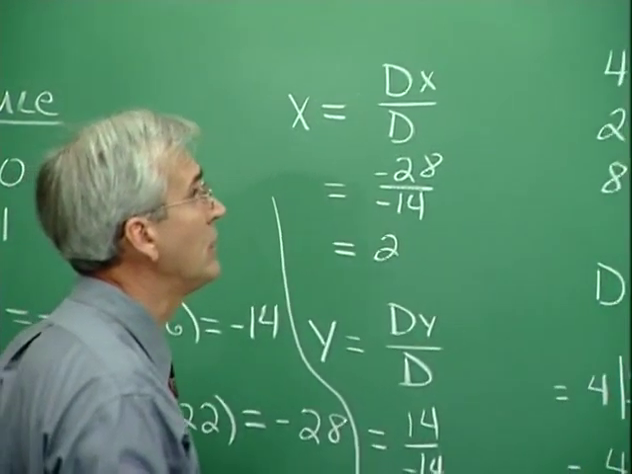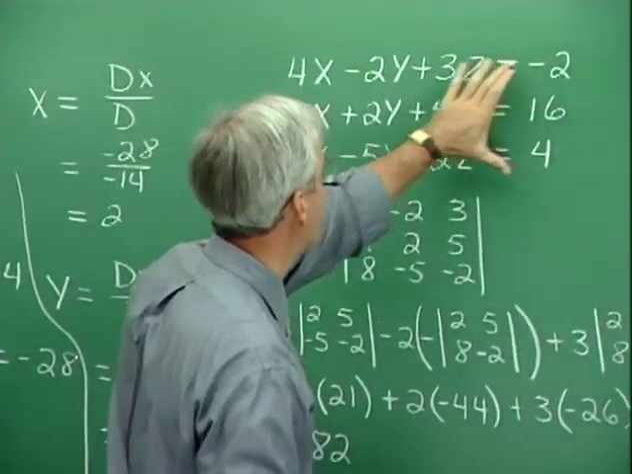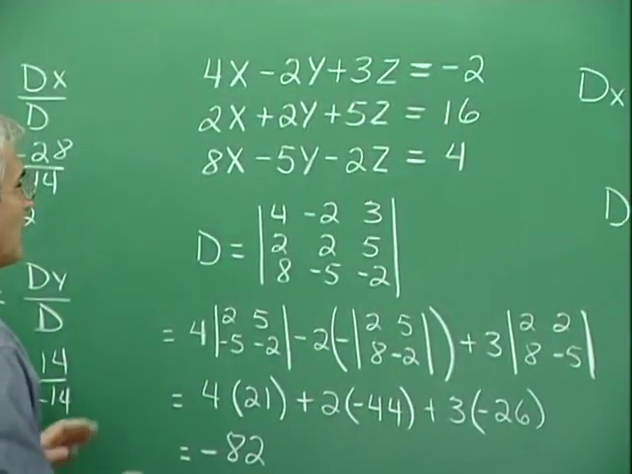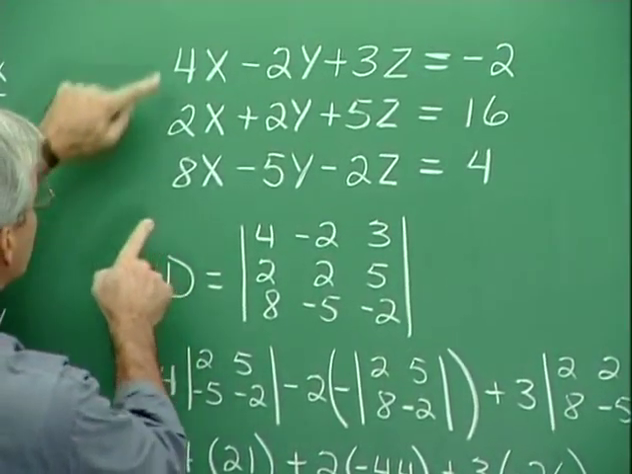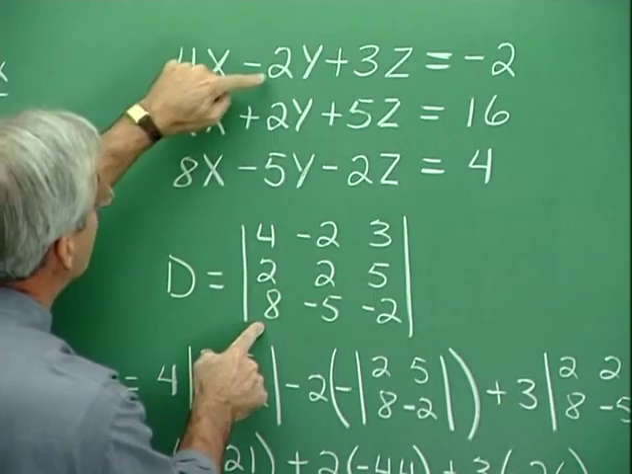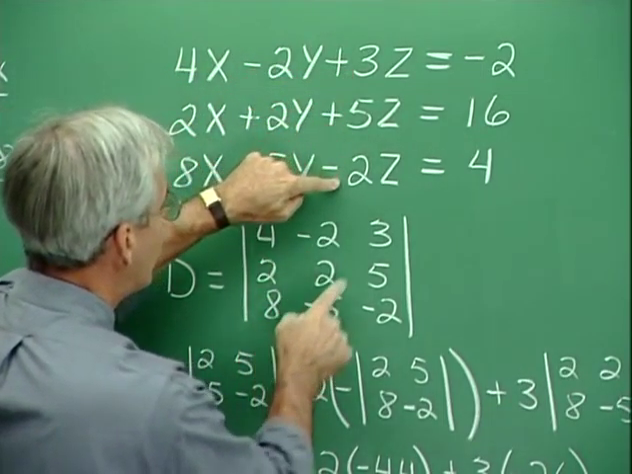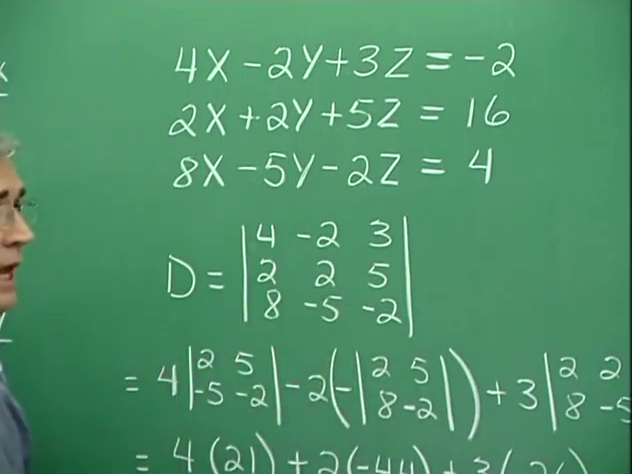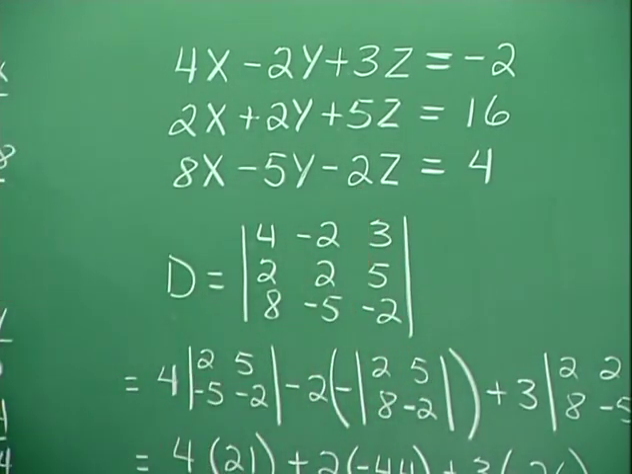Let's go through it again using a more complicated system. Here we have a system of 3 equations and 3 unknowns. Now the D determinant, the determinant of the coefficient matrix, 4, 2, 8, negative 2, 2, negative 5, 3, 5, negative 2. And we go through the process using the techniques that we learned before about calculating determinants.